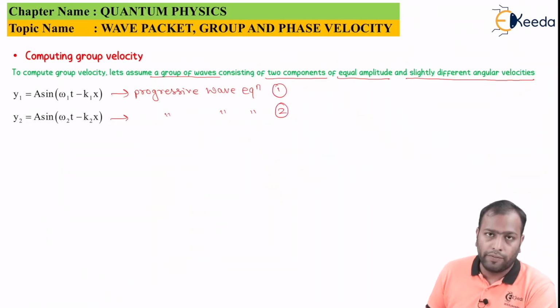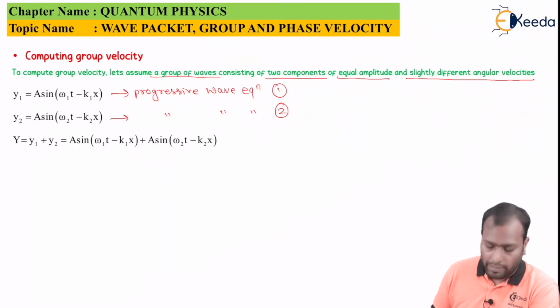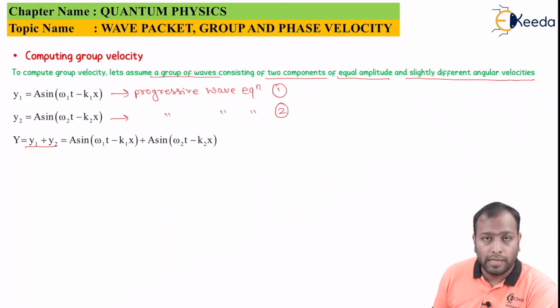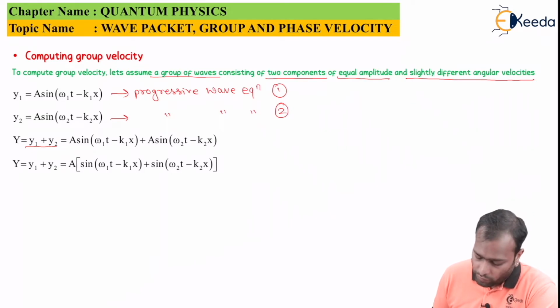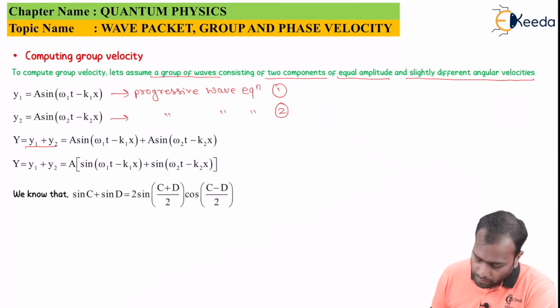When these two waves interfere with one another, you get a wave pattern which is the addition of y1 and y2, which appears here. Taking a common, this is the equation you get. Now, here there's a trigonometric expression which adds two sinusoidal angles: sin(omega 1 t minus k1 x) plus sin(omega 2 t minus k2 x). We know the formula: sin C plus sin D is equal to 2 sin((C plus D)/2) into cos((C minus D)/2). Do remember in some cases you might also find cos((D minus C)/2). Don't get confused, because cos of minus theta is the same as cos theta. So it doesn't make any difference.